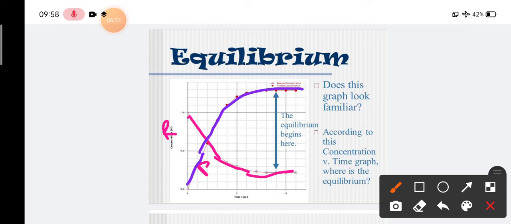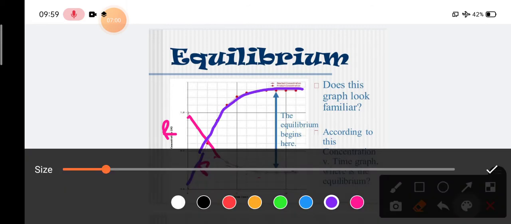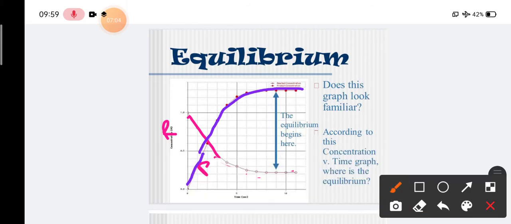So this graph becomes almost the same, and the slope of the reactants and products is almost the same. That is the point where the reaction is called to be in equilibrium. Here you can see that in that position the change of reactants and products is minimum, so that is called the equilibrium position.